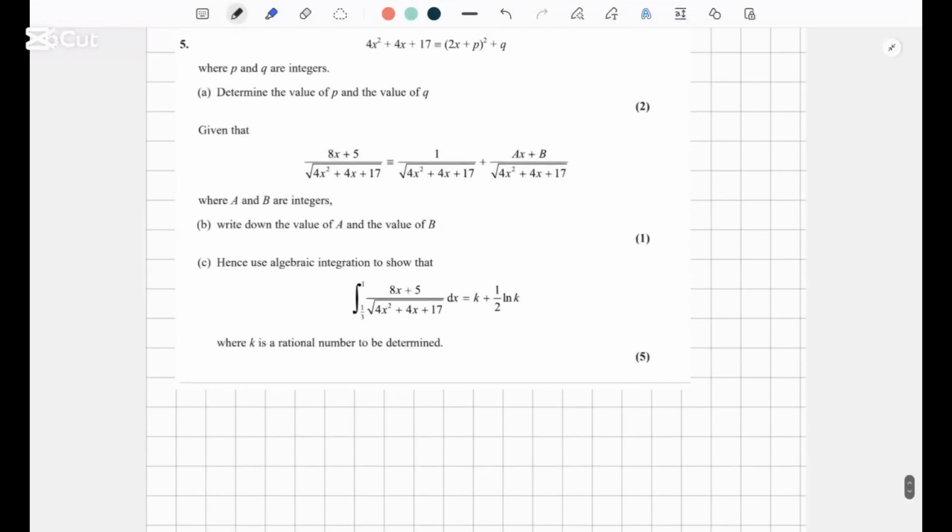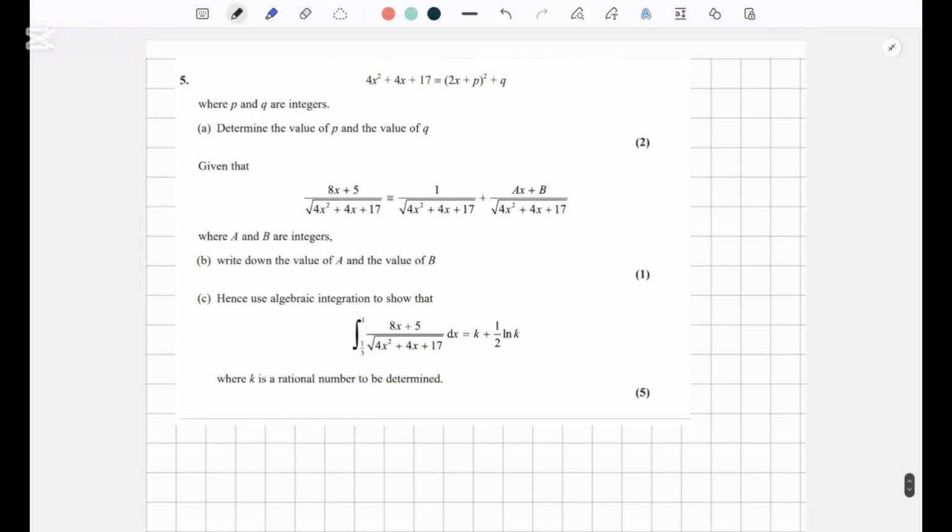Hi everyone, this is again from a past paper, Further Pure Maths 3, question number 5 of 2024 May June, the latest one. They've given us a quadratic equation and for part A they're asking us to find the values of P and Q. They're asking us to write the quadratic equation in completing the square format.